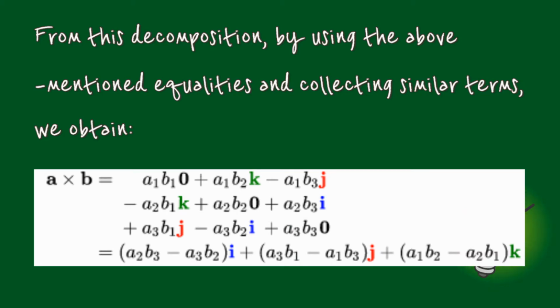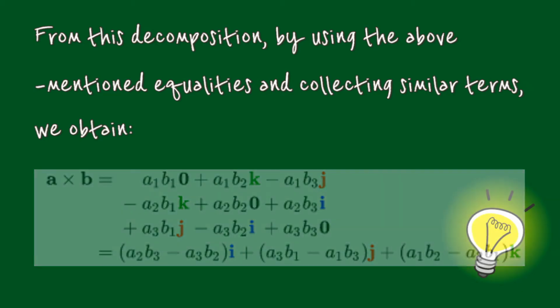A cross B is equal to A sub 1 B sub 1 times 0 plus A sub 1 B sub 2 times k minus A sub 1 B sub 3 times j minus A sub 2 B sub 1 times k plus A sub 2 B sub 2 times 0 plus A sub 2 B sub 3 times i plus A sub 3 B sub 1 times j minus A sub 3 B sub 2 times i plus A sub 3 B sub 3 times 0, which is equal to (A sub 2 B sub 3 minus A sub 3 B sub 2) times i plus (A sub 3 B sub 1 minus A sub 1 B sub 3) times j plus (A sub 1 B sub 2 minus A sub 2 B sub 1) times k.